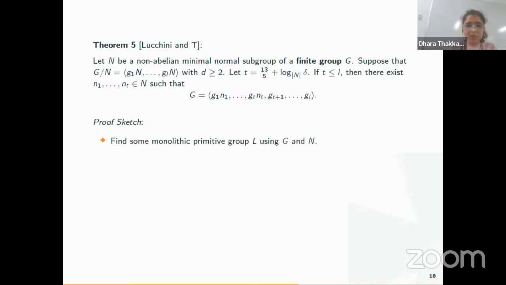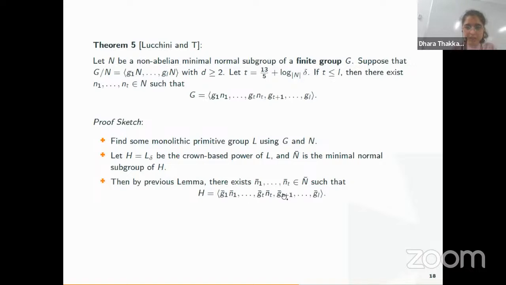We will overcome this in the next slide, but let us see the proof idea, the proof sketch for this theorem. So first, using G and N, we have constructed a monolithic group, say L. It can be constructed using the information of G and N, but for now assume that we have this monolithic group L. Now, once we have monolithic group L, we can consider its crown-based power H, and let's say n bar is a minimal normal subgroup. Now for H and n bar, we can use the previous lemma and we get a special generating set for H. Now the question is how can we lift this generating set to a generating set for G?